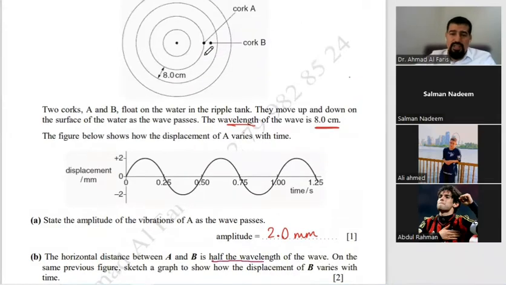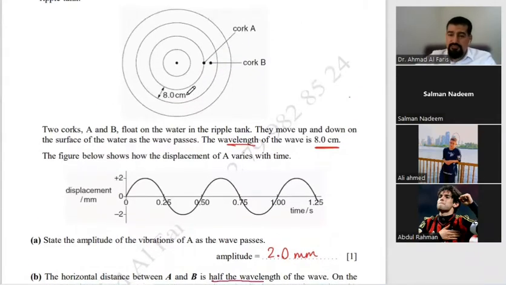Now, as I told you, when A is on a crest, where will B be? On a trough, because it's half a wavelength, half the distance. So if this is a positive amplitude going up, that means B is going down, and vice versa. If A is going down, that means B is going up, like this.